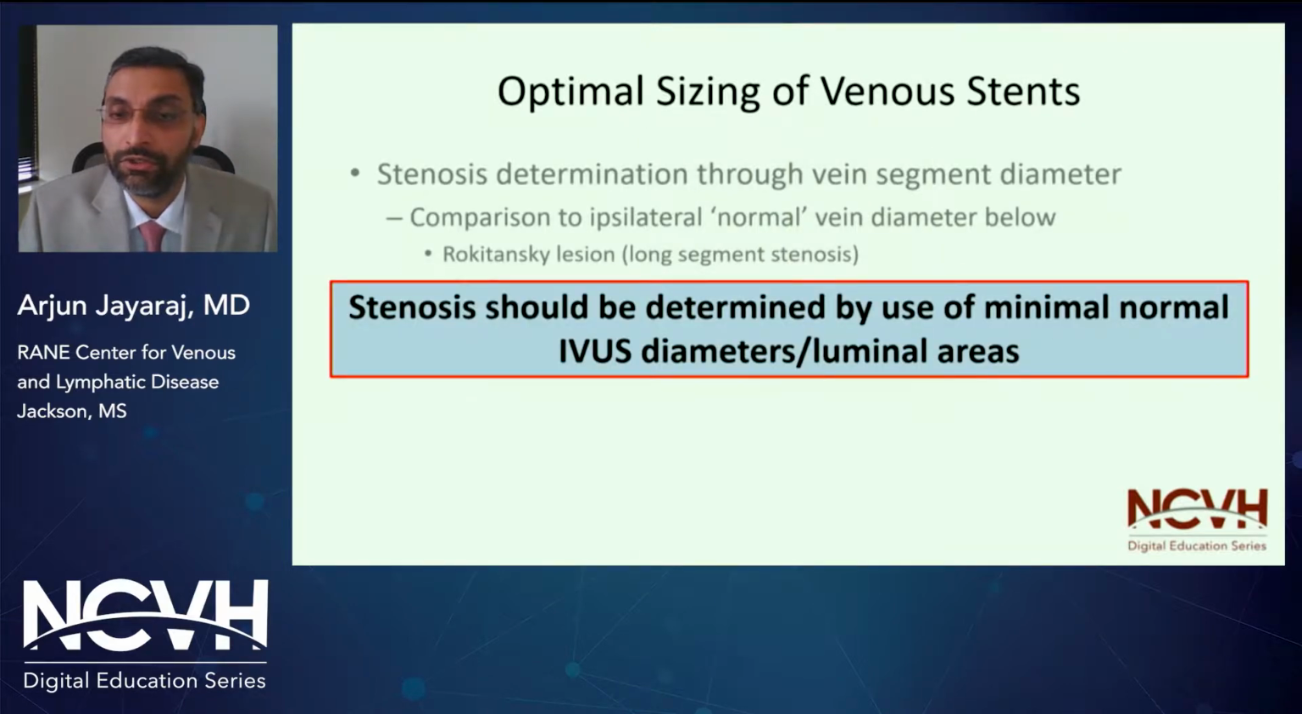So stenosis should be determined by use of minimal normal IVUS diameters or luminal areas and not the normal ipsilateral or the contralateral vein. So now we've established what should be used and the fact that IVUS should be used. Now the key question to ask is, should we use diameters or luminal areas, which in essence is what this talk is all about.